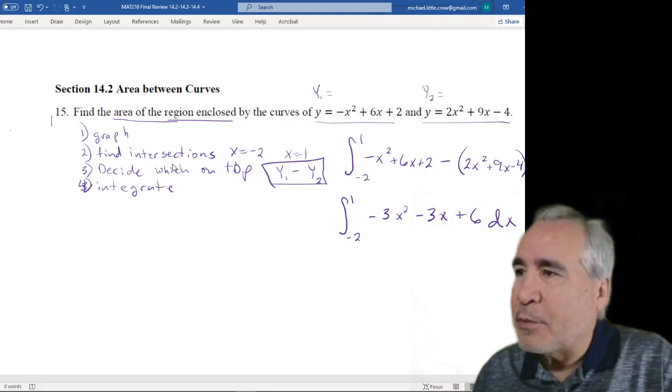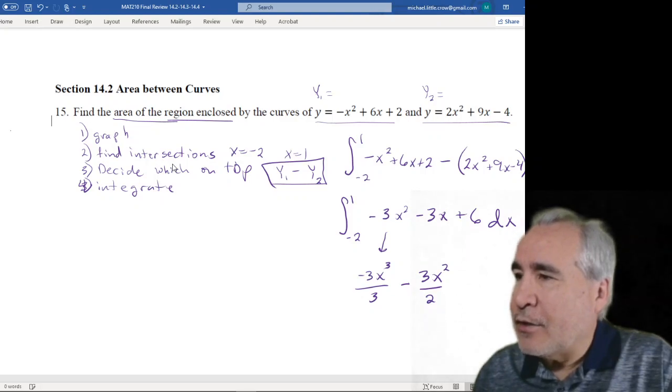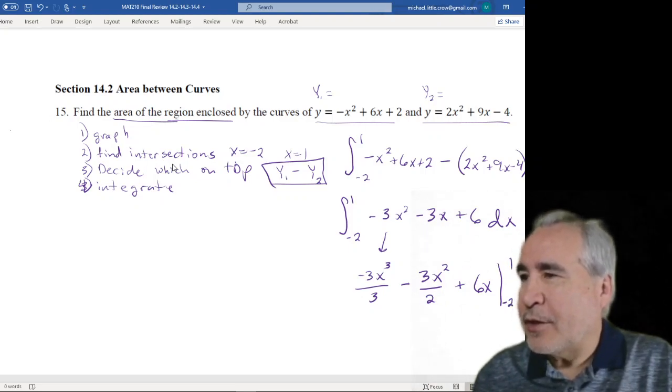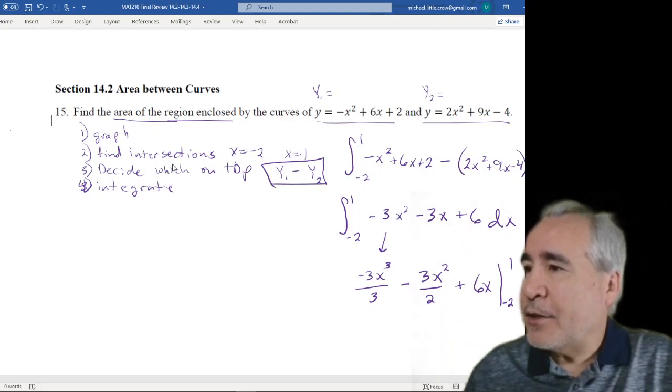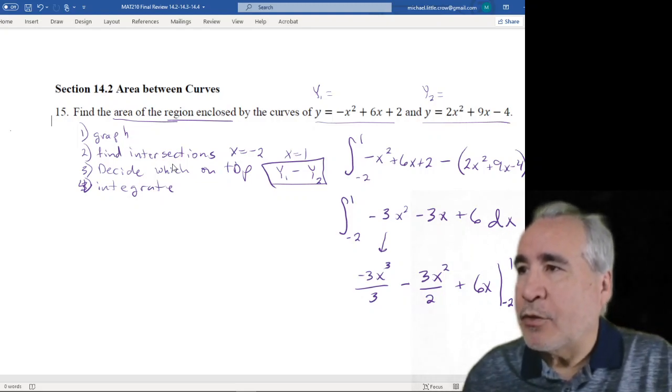And again, we'll just get some practice with this. This integrates into -3. 2 plus 1 is 3 over 3. This is -3x to the 1. 1 plus 1 is 2 divided by 2. And this just becomes 6x. And then we're going to go from -2 to 1. Okay, so you could then simplify and go through, plug in the 1 for the front part, plug in the 2 for the back part, do the subtraction, which is great.